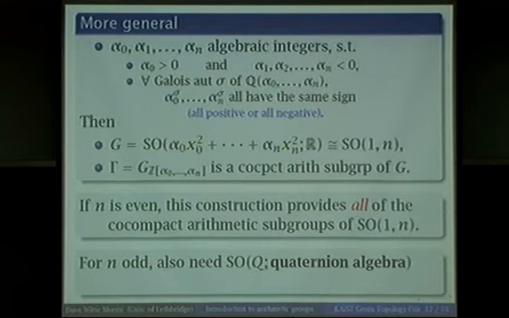You don't have to look at, it's not just quadratic forms with coefficients in the field. You have to look at quadratic forms with coefficients in some quaternion algebra. And I'm not going to get into this. It's not all that difficult, but I want to talk about other things.